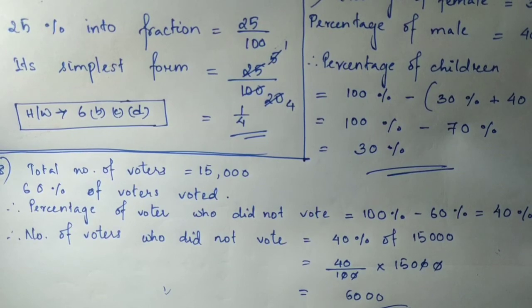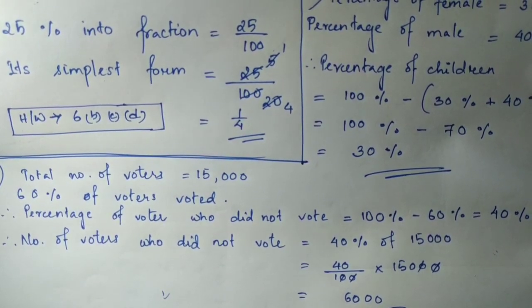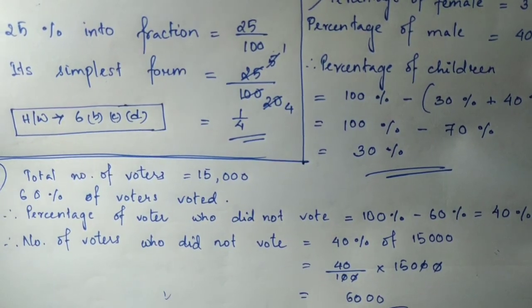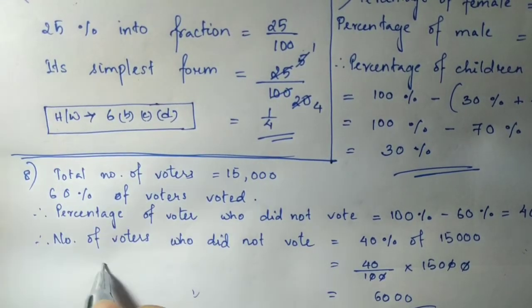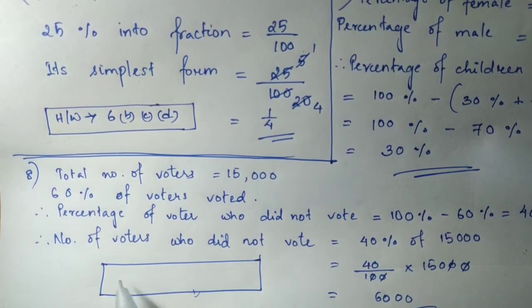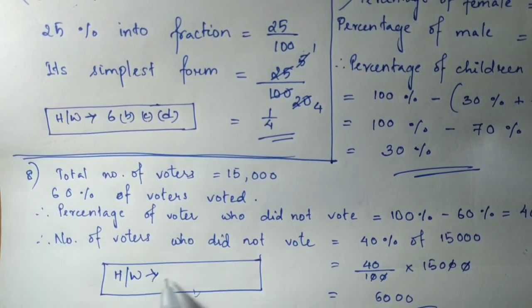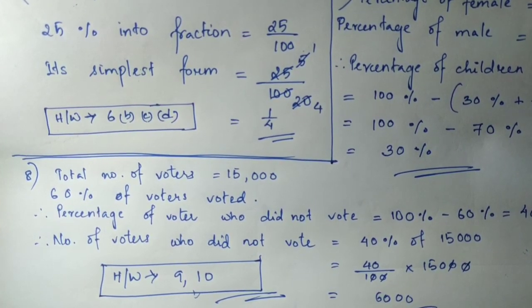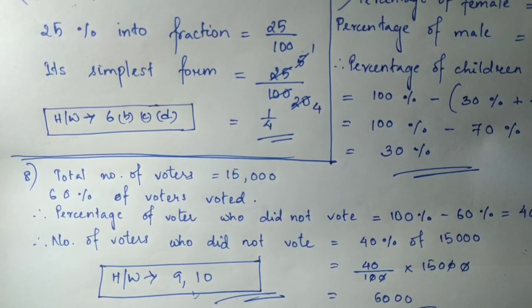And if they ask you extra how many did vote, then you can just subtract it from the total. 15,000 minus 6,000 are the people who voted. Okay. Now there are two more problem sums in the exercise which I would like you all to try. I'd like to give you that as your homework. So please try to solve questions number 9 and 10. If you are not able to solve these, please let me know in the comment box. I can make another video explaining these two sums. Just try. These are simple sums of percentage itself.